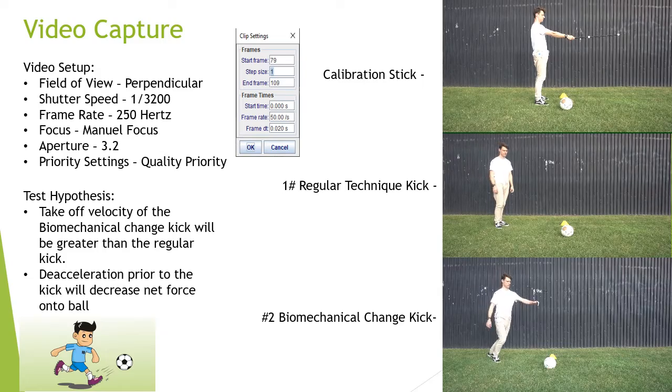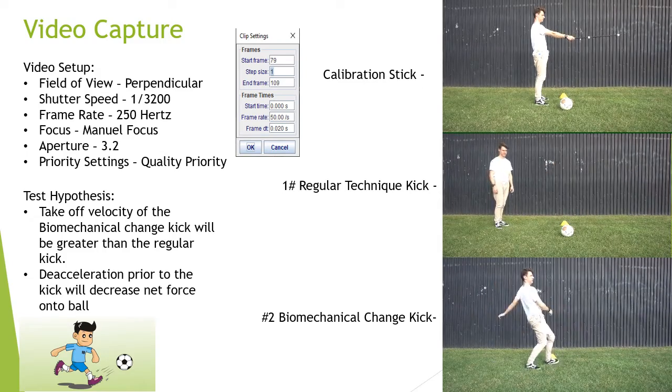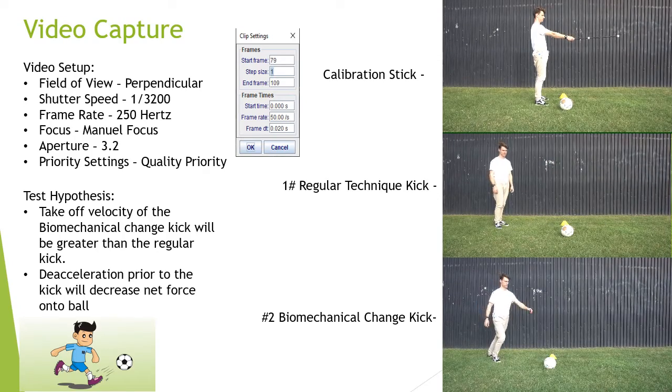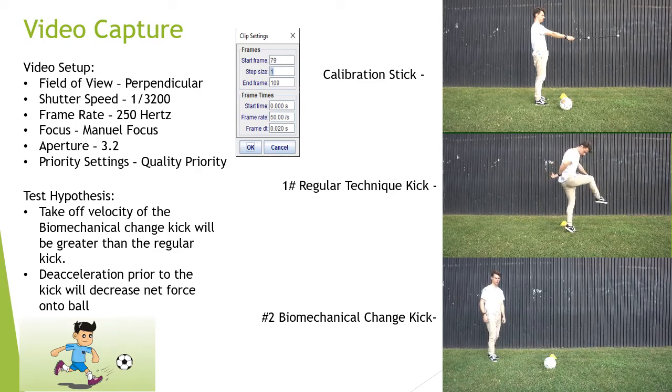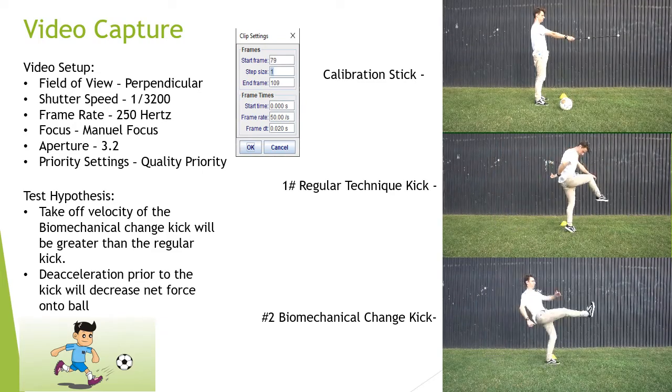The ball's takeoff velocity will be the main outcome I'm analyzing, which I believe will change drastically due to the biomechanical change. The expected outcome will be that within the time frame of the ball, 0.1 seconds, the mechanical change in the kick will produce a higher takeoff velocity in comparison to the original kick.